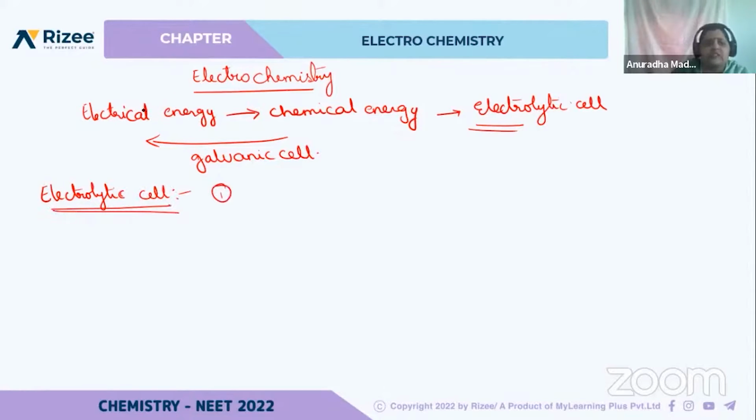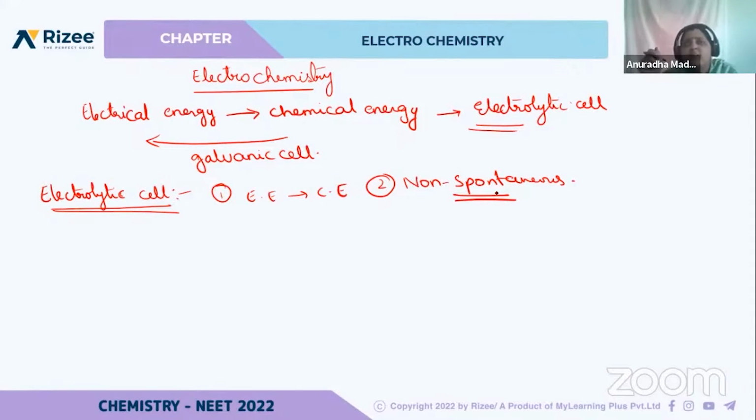First point is the change from electrical energy to chemical energy. And this occurs as a non-spontaneous reaction. What do we mean by non-spontaneous? By its own, the reaction won't happen. We need to make the reaction happen by providing some input energy, or simply by placing a battery. By connecting a battery, the whole reaction can occur. By its own, it will not happen.